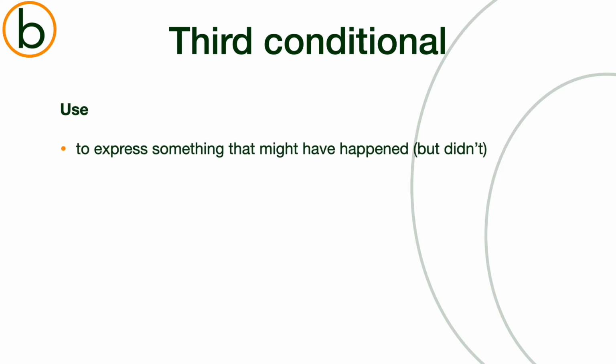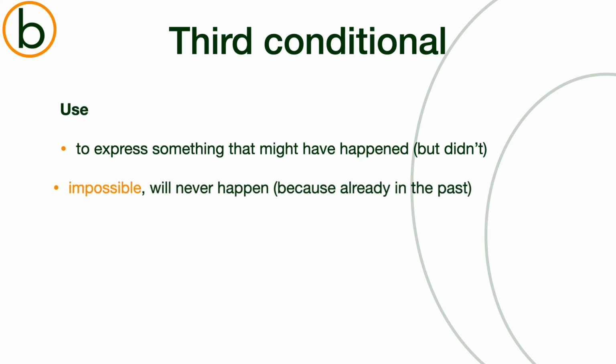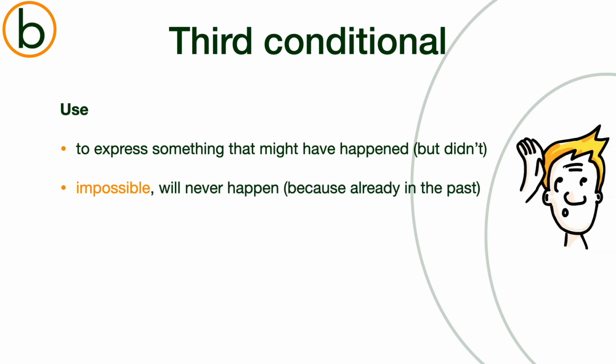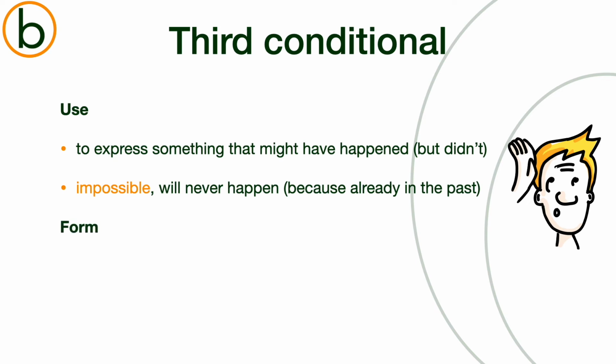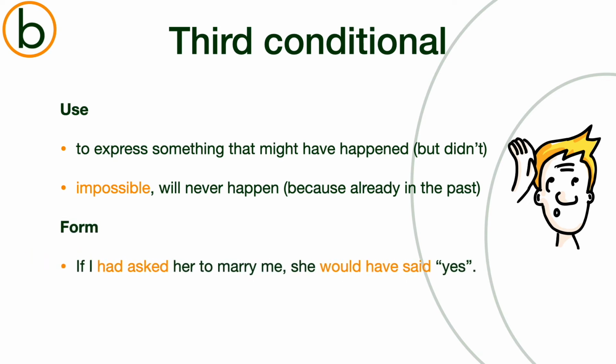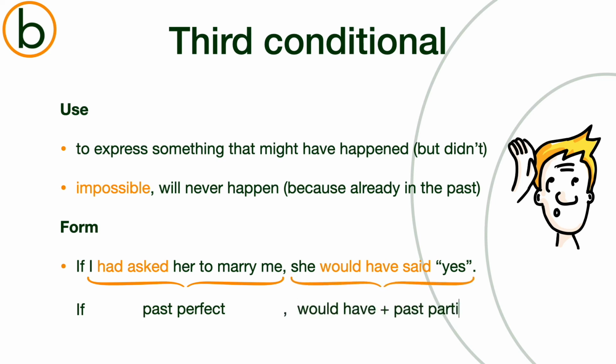The third conditional, the last one, is used to express something that might have happened but didn't. It's impossible that it will happen because it's already in the past. For instance, if I had asked her to marry me, she would have said yes. But I didn't ask her to marry me. It's impossible to go back in time and to ask her to marry me. The situation is over. So this uses in the if clause a past perfect, had asked, and in the second clause would have plus past participle.